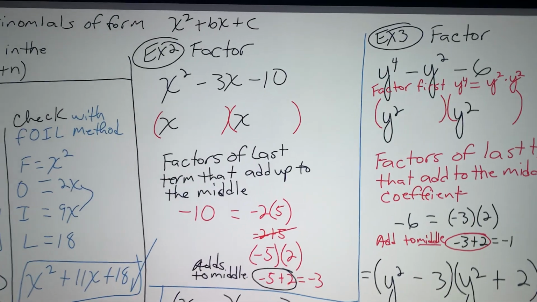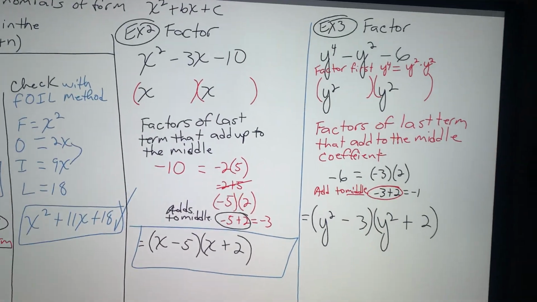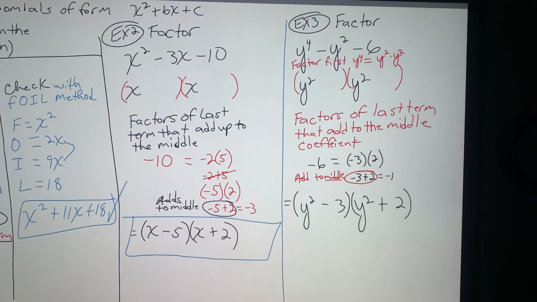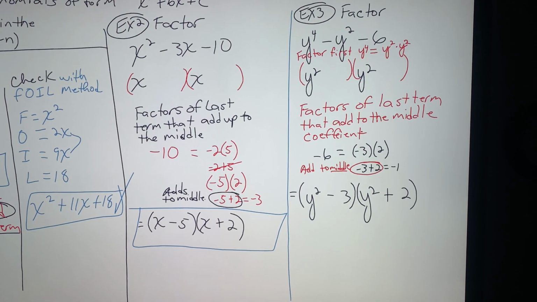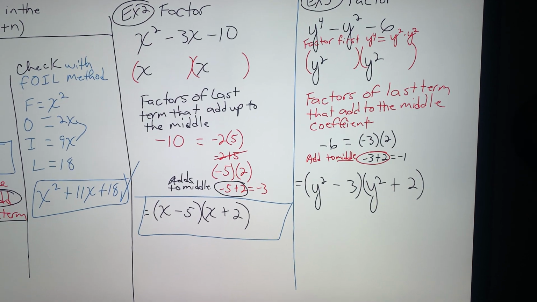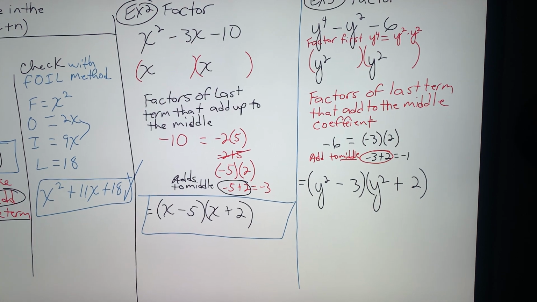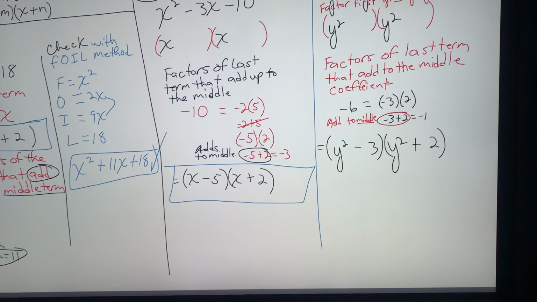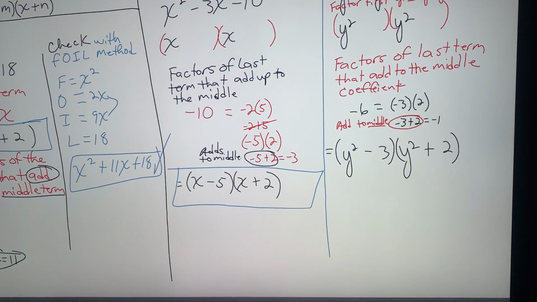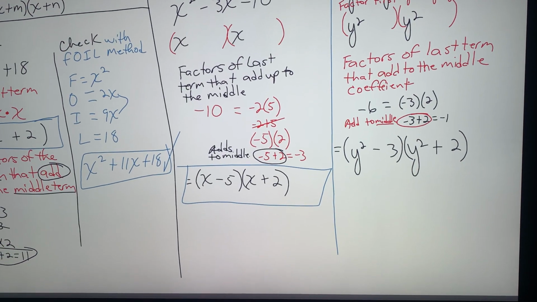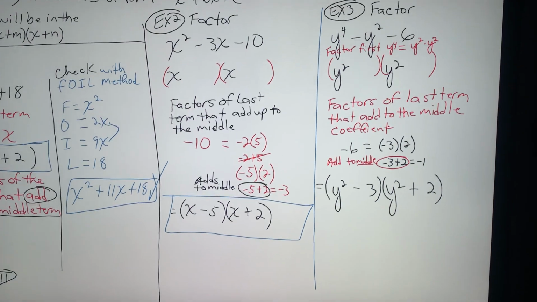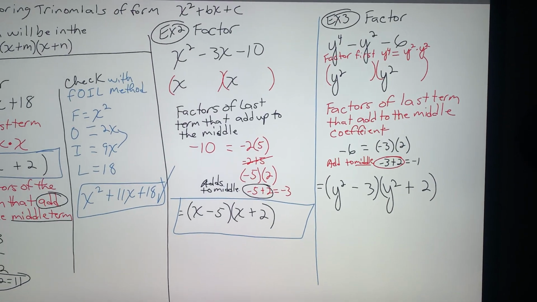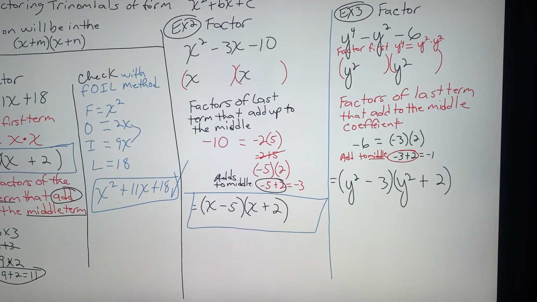So these problems, other examples employ the same technique. And we factor the first term, x squared, which is x times x. We put our x times x in, and then find factors of the last term, which is negative 10, factors of negative 10 that will add up to the middle term, which is -3.